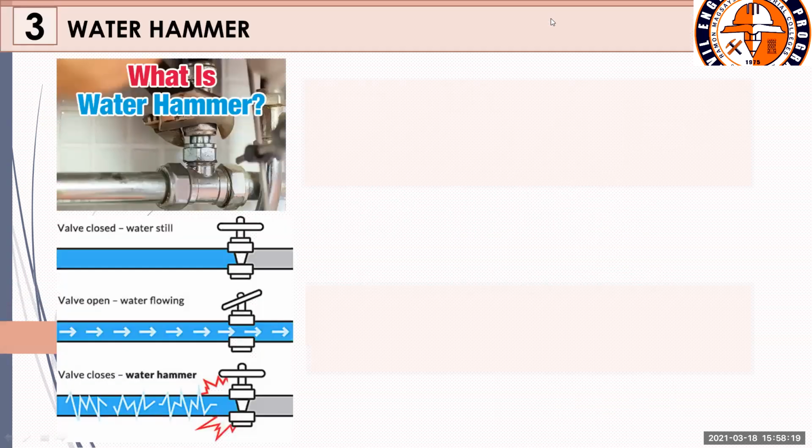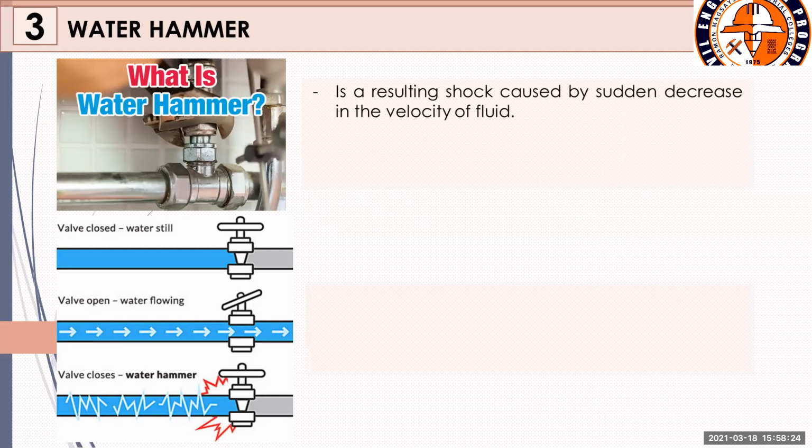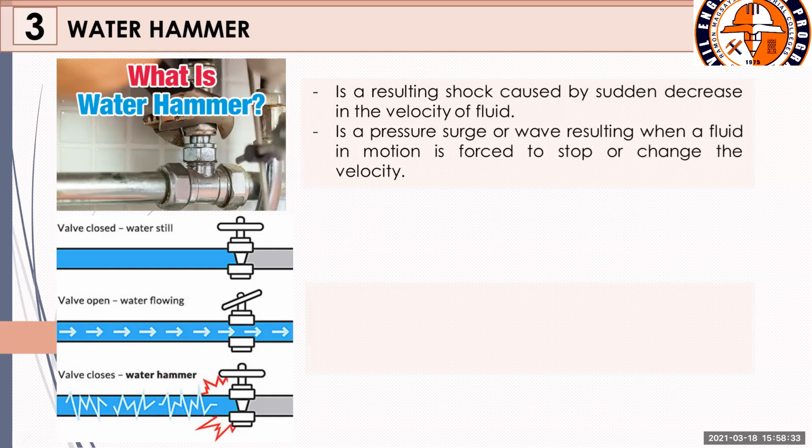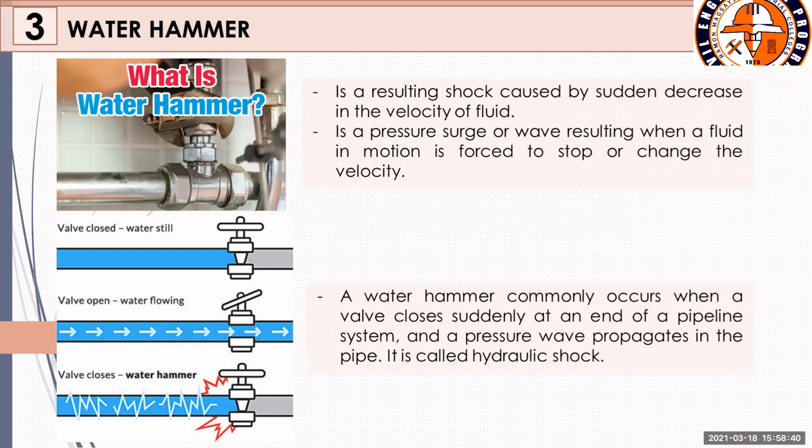So again, what is water hammer? How does it happen? Water hammer is a resulting shock caused by a sudden decrease in velocity of fluid. It is a pressure surge or a wave resulting when a fluid in motion is forced to stop or change velocity. A water hammer commonly occurs when a valve closes suddenly at the end of a pipeline system and a pressure wave propagates in the pipe. It is called hydraulic shock.